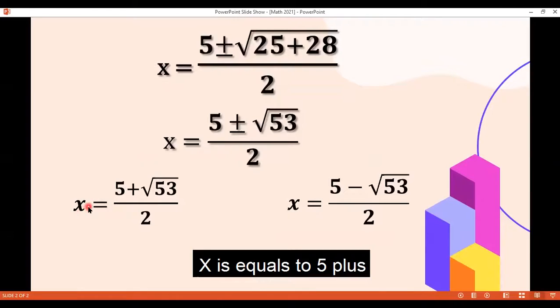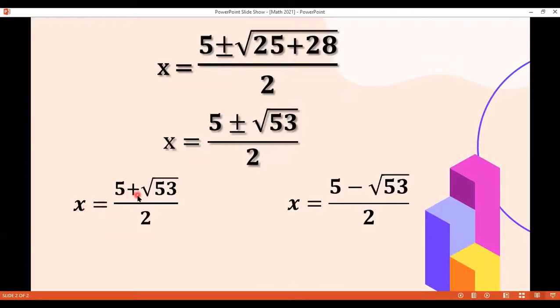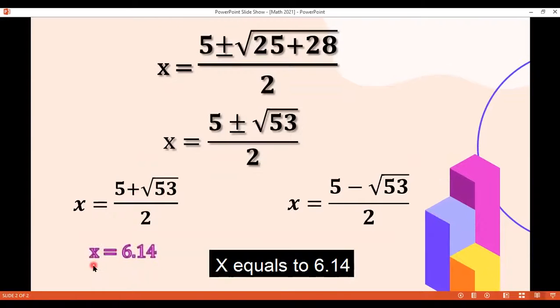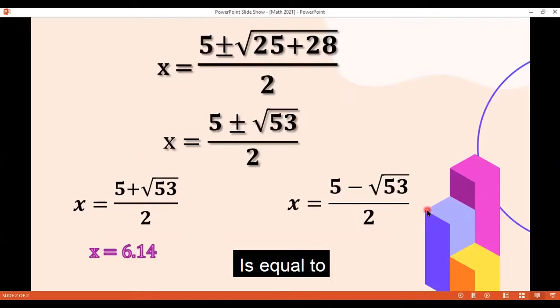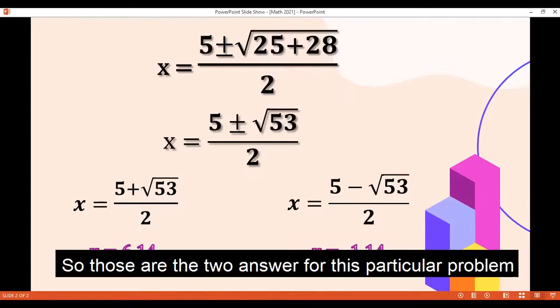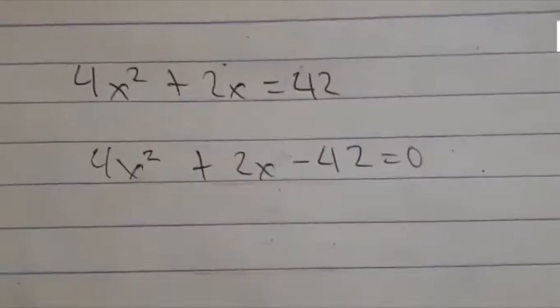x is equal to 5 plus root of 53 divided by 2, which is equal to 6.14. The second one is x is equal to 5 minus root 53 divided by 2, which is equal to negative 1.14. So those are the two answers for this particular problem.